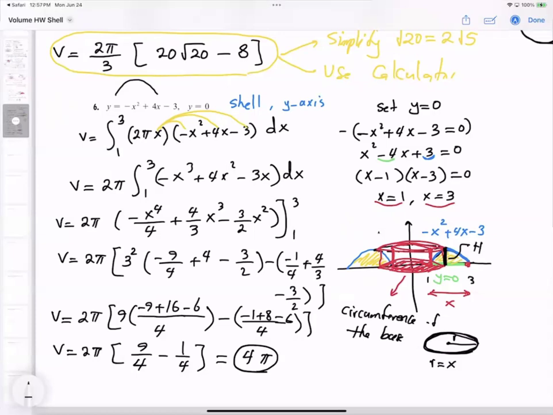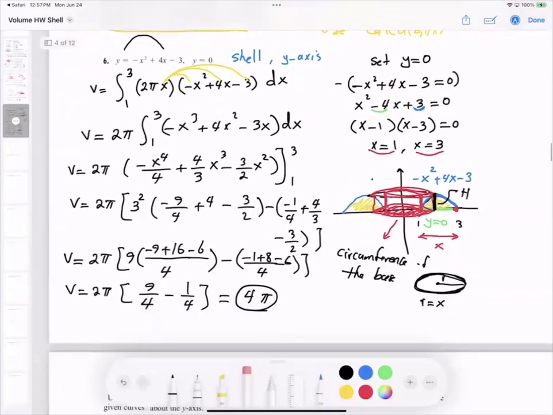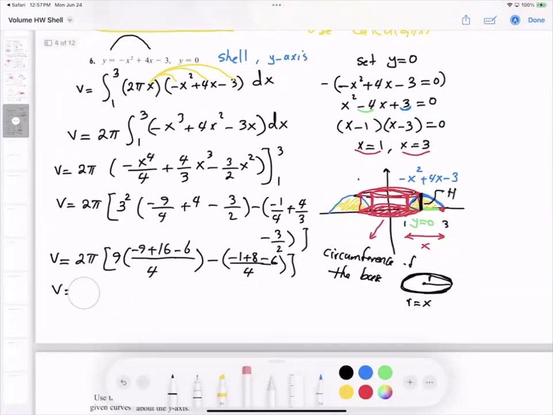Let me make sure. Oh, we forgot about this 3 here. Let me fix this, guys. I forgot about this 3. Okay, not 4 pi. How I missed this 3? Okay, one more time. No worries. So the common denominator must be 6. 6 times 2, so just 12. So you get negative 3 plus 16 and minus 18.